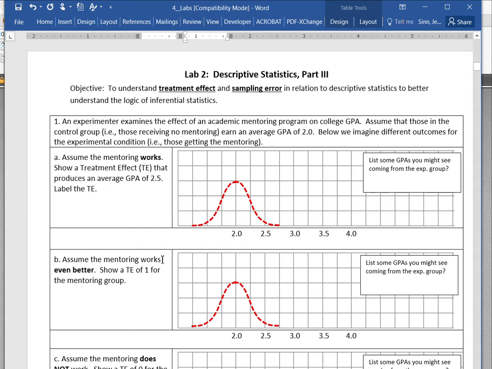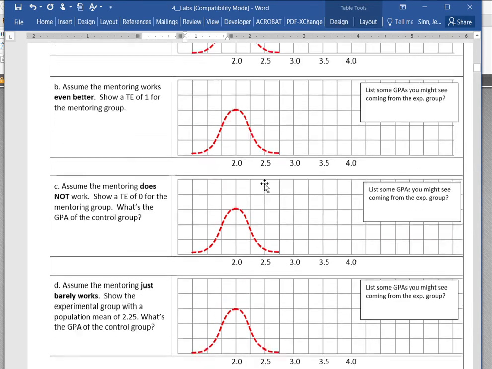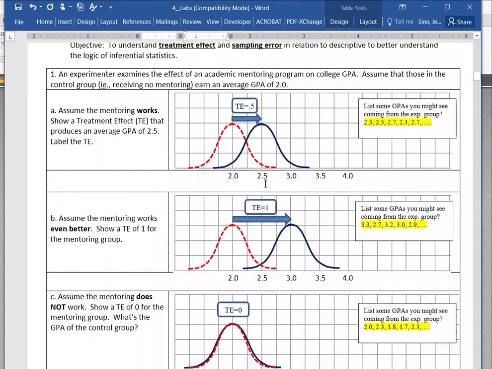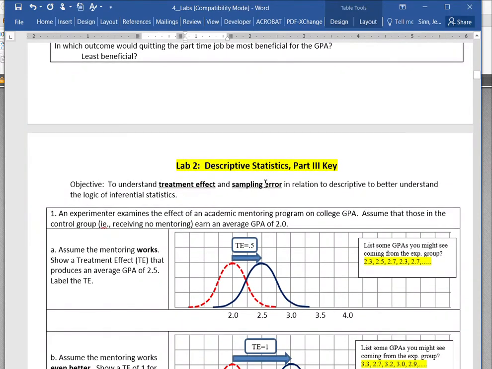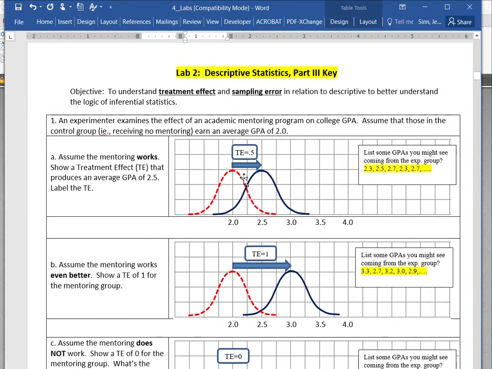So if we assume that the mentoring works, it's telling you here in 1A that it produces an average GPA of 2.5. That means you're going to have the center of the second distribution here at 2.5, and if it has the same variability, in other words, same shape, it's going to be like that, and then you would label the difference between these two the treatment effect. So the treatment effect is equal to 0.5. I'm going to scoot on down to the key to show you that. If you look at the first problem here, if you assume the mentoring works, that means there's a treatment effect of 0.5, and that curve has shifted to the right.